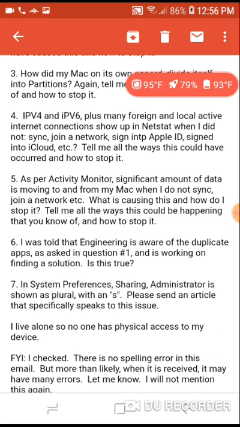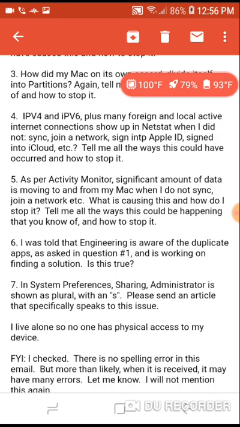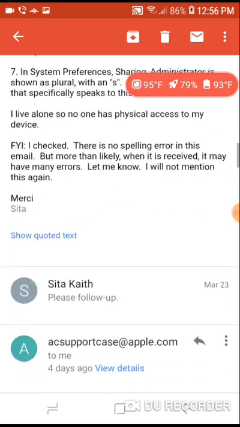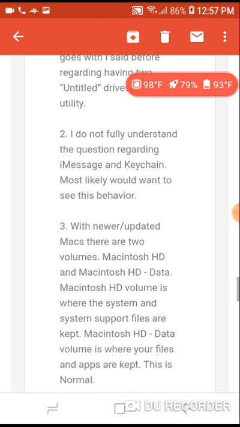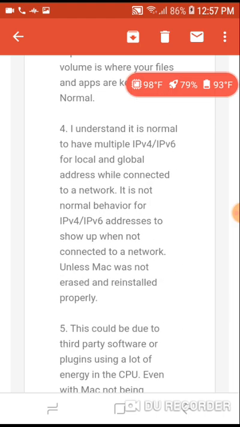Another netstat. I saw 35 active foreign internet connections, and I saw IPv4 and IPv6 with some weird IP addresses. Talk to me about that. Let me see what he said. I'll see what I can find on that because I'm not too familiar with network structure or Wi-Fi networks.